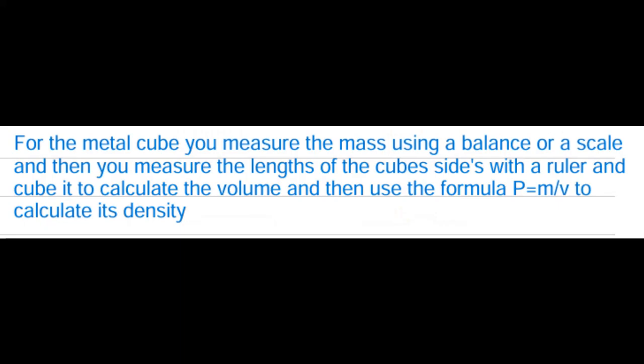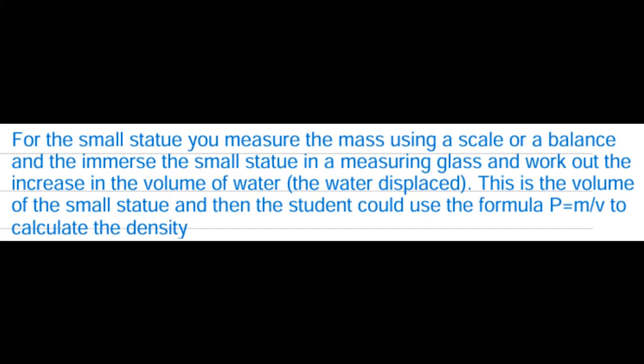For the metal cube, you measure the mass using a balance or a scale, and then you measure the length of the cube sides with a ruler, and then cube the side to calculate the volume, and then use the formula rho equals m over v to calculate its density. And for the small statue, you measure the mass using a scale or balance, same as the metal cube, and then immerse the small statue in a measuring glass or beaker and work out the increase in volume of water, or the water displaced. And this is the volume of the small statue. And then the student could use the formula density equals mass over volume to calculate its density.